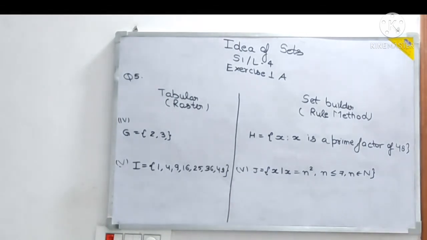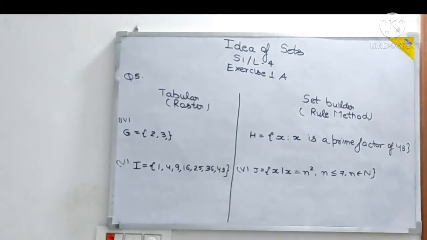Now question number 6 is about expressing the following sets in tabular form. Okay. Tabular form means this only, roster form. I hope it is clear to all.